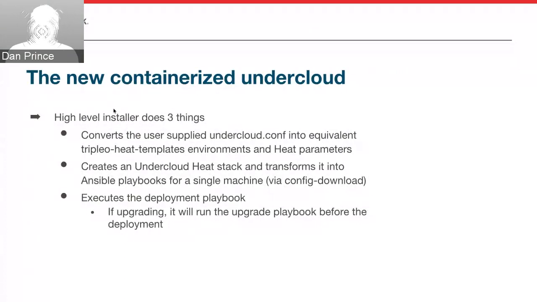There's a command, openstack undercloud install, and the first thing that command does is take the same undercloud.conf that you're used to with Instack and convert that into equivalent TripleO heat template environments and heat parameters. Let's say you enable Mistral, it's going to automatically wire in the Mistral environment, and it might set a couple of heat parameters for that Mistral service. The goal here is parity with what the Instack undercloud already supported with regards to the undercloud.conf configuration file.